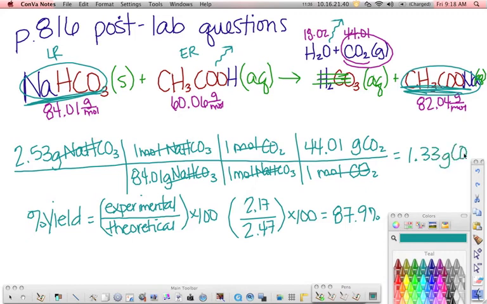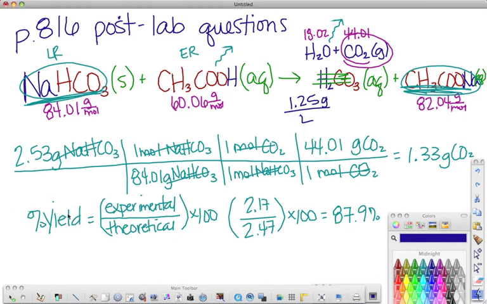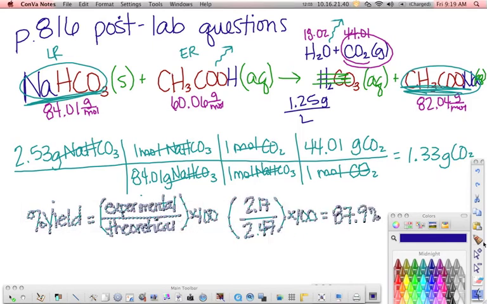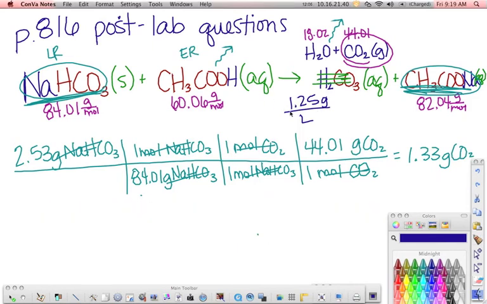1.33 grams of CO2. Then the next part of that question says, using the density value given of 1.25 grams per liter, this is the density of CO2 gas at room temperature and 1 atmosphere pressure and so on, calculate the volume of CO2 produced in this particular reaction. So we have grams and we have density. And density is one of those things that you can use to convert between grams, mass, and volume. So that's what I'm going to do next.